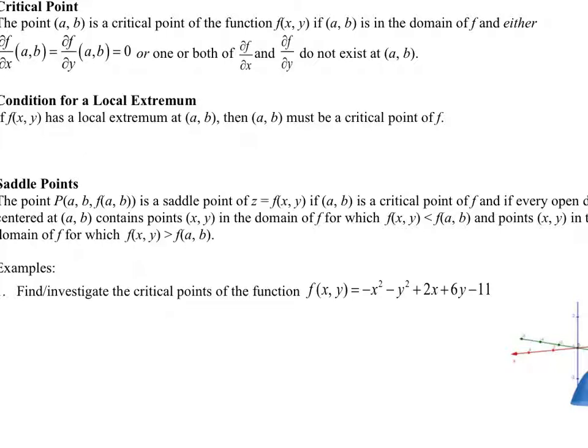All right. Centered at (a, b) contains points (x, y) in the domain for f for which f(x, y) is less than f(a, b), and points (x, y) in the domain of f for which f(x, y) is greater than f(a, b). All right, what does that mean? It means it's neither a maximum nor a minimum. It means that there are points above it and there are points below it.